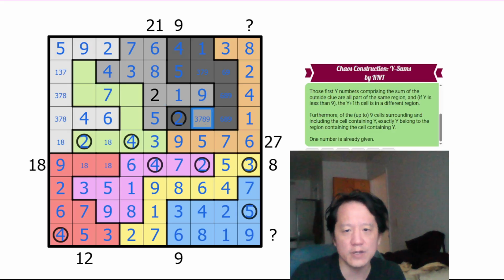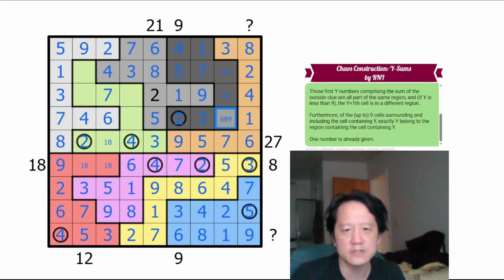This can't be 8 or 9. No 9 here. This 3 eliminates 3 here, so it's 7 and 3. This 9 eliminates 9 here. 7 eliminates 7 here. 3 and 7 eliminate 3 and 7 here, so that's 1, which makes this 8, which makes that 3, which makes that 7.